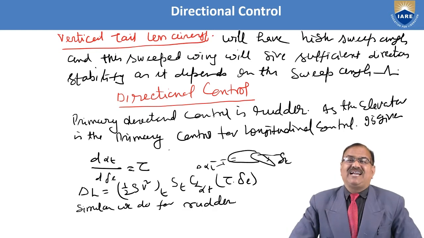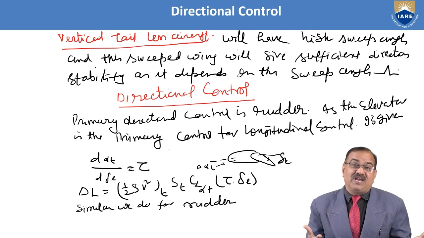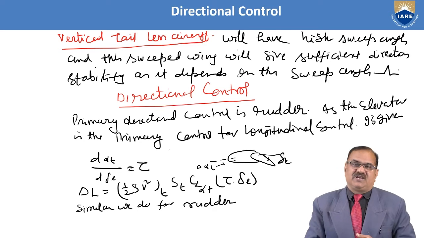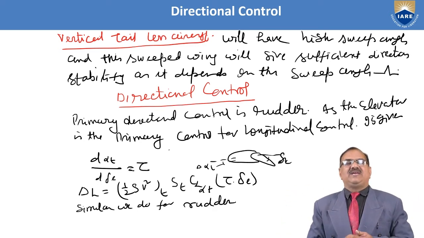If we have a vertical tailless aircraft, we have seen that a few aircraft are vertical tailless. So how can we make their directional control? This is done by the sweep. If you have a very good sweep, then directional control can be done.